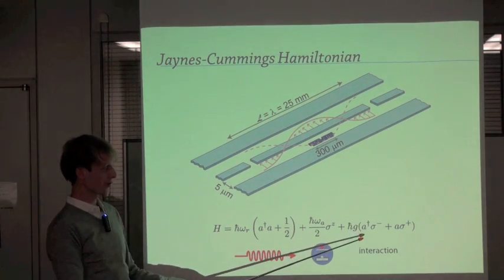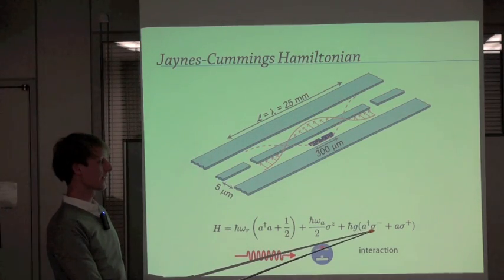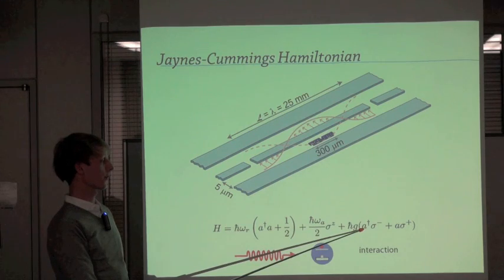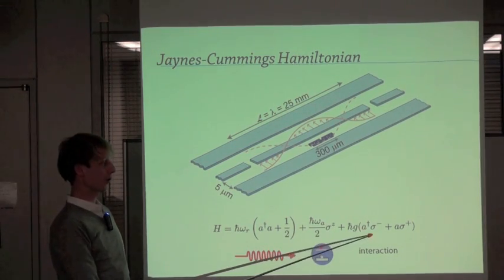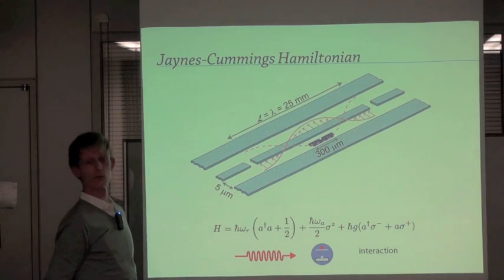And what you can do is the following. You have sigma minus. You can annihilate the excitation from the qubit and create one excitation in the photon mode. Or you can do the converse: you can excite the qubit and destroy a photon.